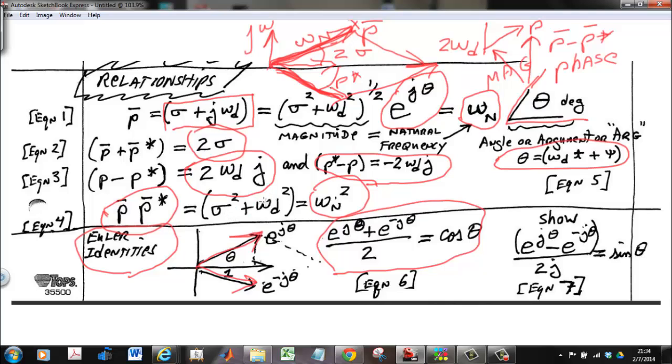Similarly, if you added e to the j theta to minus e to the minus j theta, then you would get twice the sine, right, along j. So you'd get 2 sine j, or you would get e to the j theta minus e to the minus j theta over 2j equals the sine. And these are the Euler identities, which you may have seen before.